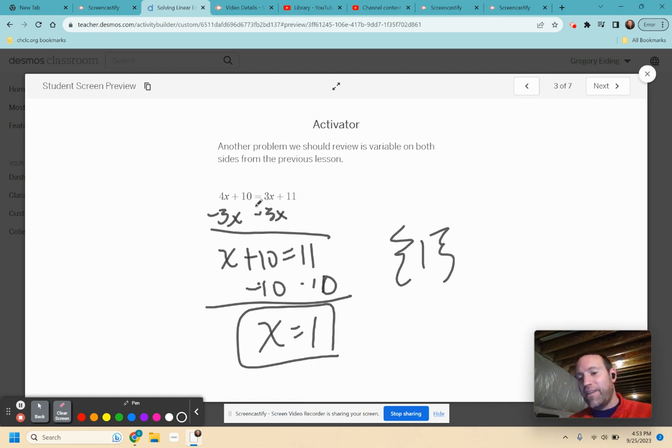But the reason that I did it with the x's first is that there may be problems where doing the constant first can lead you to a special solution that you then get confused by. So I always tell students, start with the variables. When you have a variable on both sides, move them first, then do the constant. So I like to do it this way.